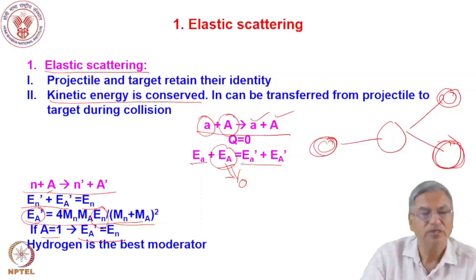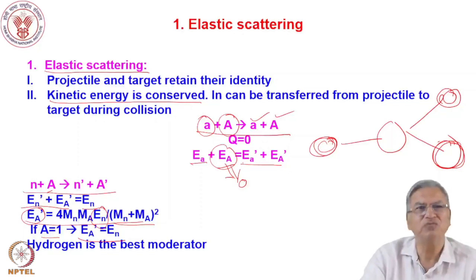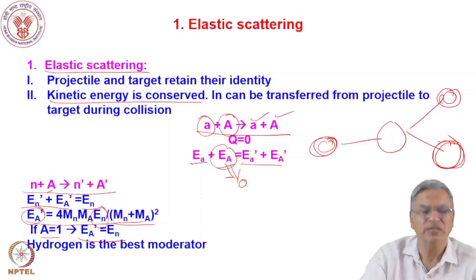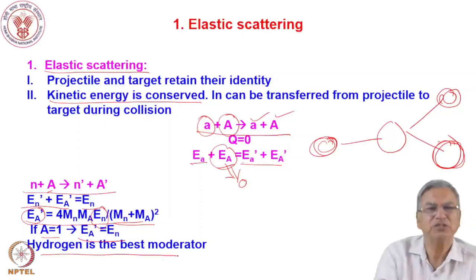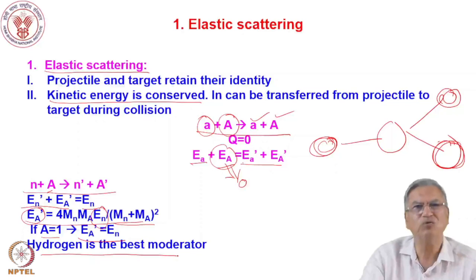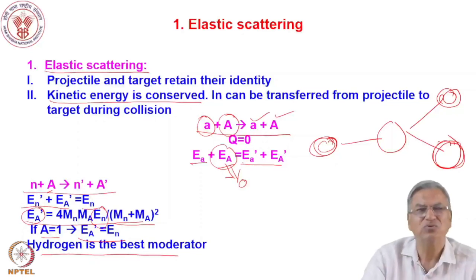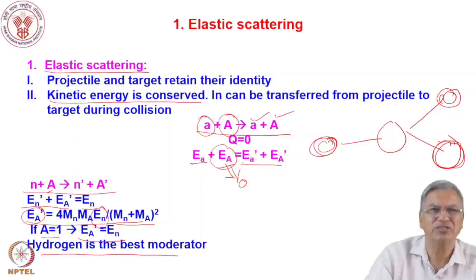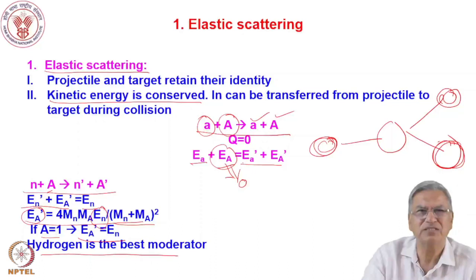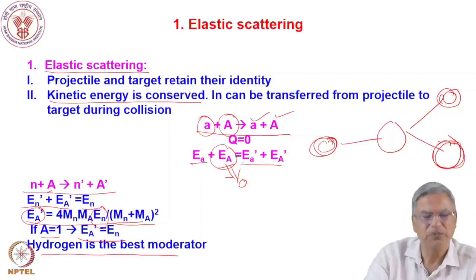That means if the mass of the neutron and the mass of the target nucleus are the same, like hydrogen, a proton, then it can give all its energy in one collision. That is why we say hydrogen is the best moderator. In one collision, all the energy of the neutron can be given to hydrogen. So hydrogenous material will reduce the energy of neutrons fastest. That is the reason why we say hydrogen is the best moderator.